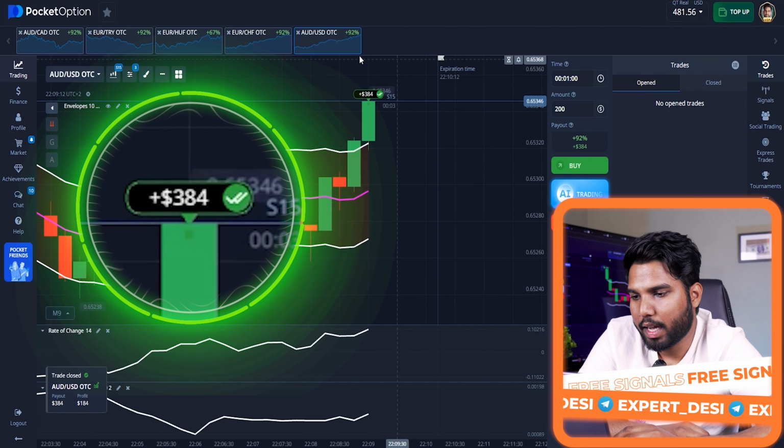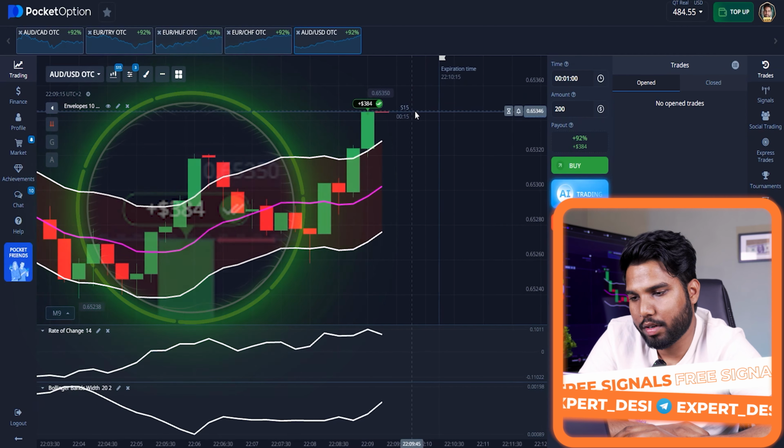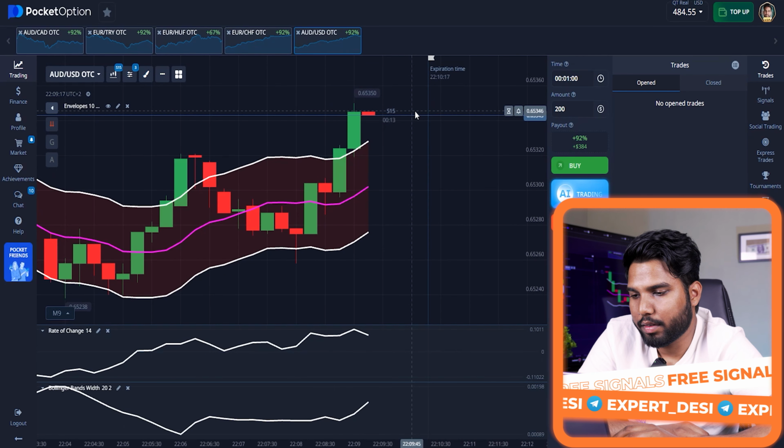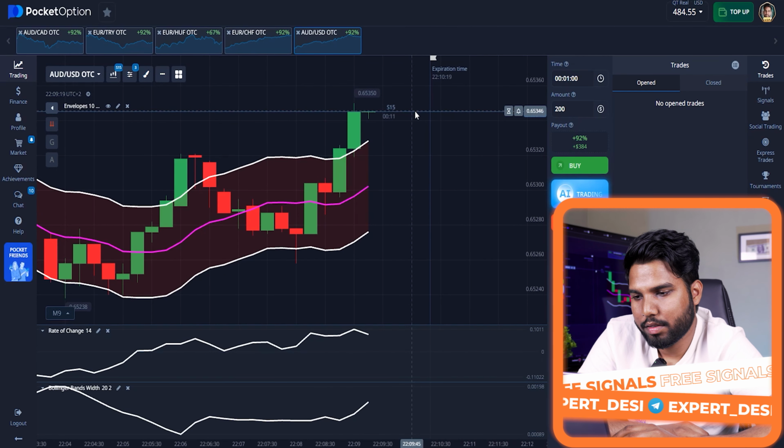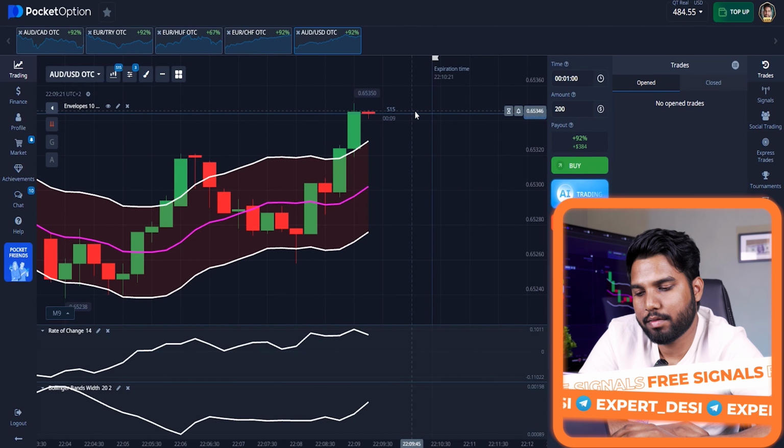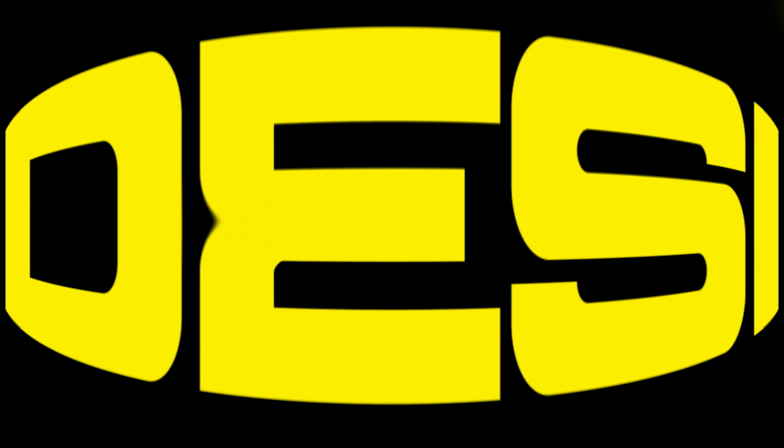One more second, and here's the profit of $384. So our first profit of the day, and let's not stop here. Let's head to the next one and see the market there.